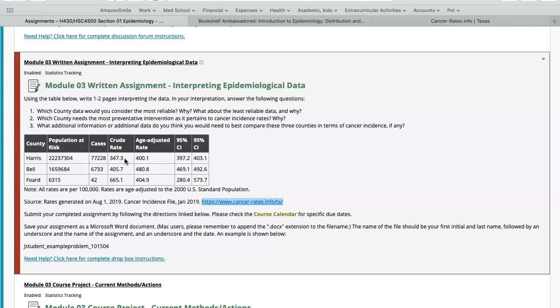And then once again, our confidence interval is telling us how certain we are that if we performed a sample from this population 100 times, our rate that we determine would fall between our low and our high confidence interval.